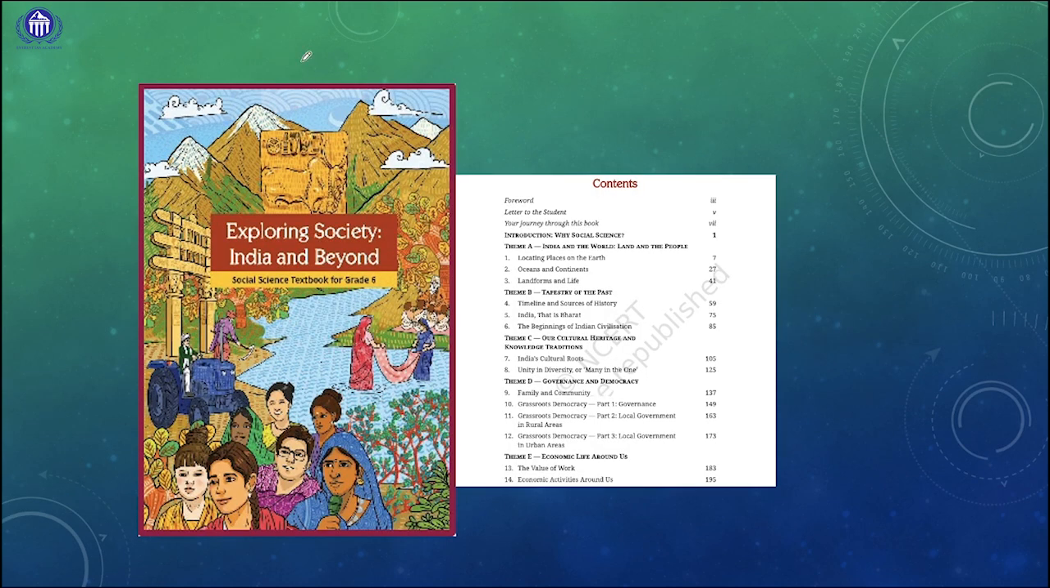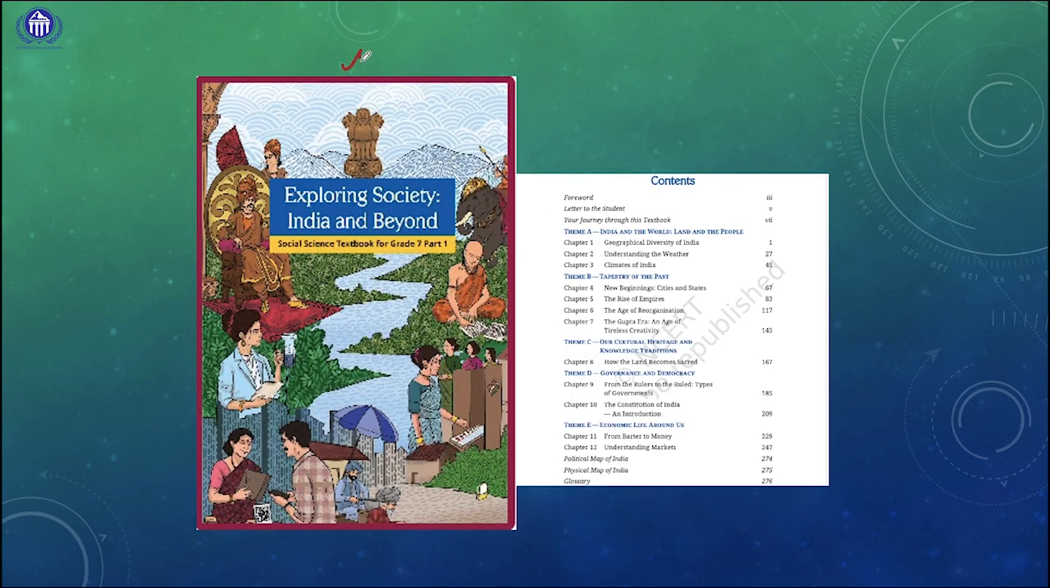So first we will go into the must-read NCERT, students. First is the 6th standard NCERT, Exploring Society, India and Beyond. In this 6th standard NCERT, you need to necessarily cover Theme A, that is India and the World, Land and the People. In this, chapter 1, chapter 2 and chapter 3 can be covered for the geography segment. And when it comes to the 7th standard Exploring Society, India and Beyond, again in the Theme A component, that is India and the World, Land and the People, chapter 1, chapter 2, chapter 3 can be covered.